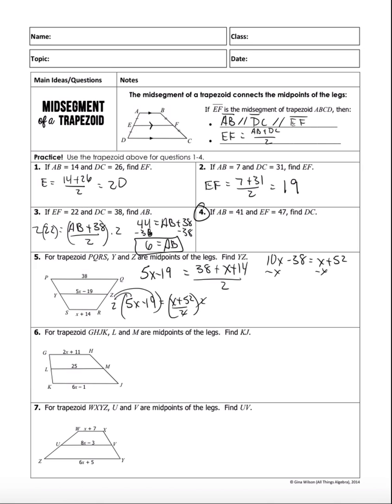Subtract X from both sides. 9X minus 38 equals 52. Add 38 to both sides. That's 90. So x equals 10. And of course I'm not done because that would be too easy. I have to plug it in for YZ. 5 times 10 minus 19. YZ is going to equal 31.